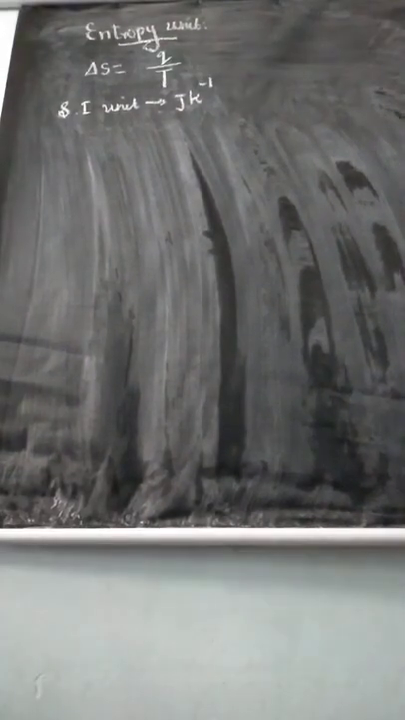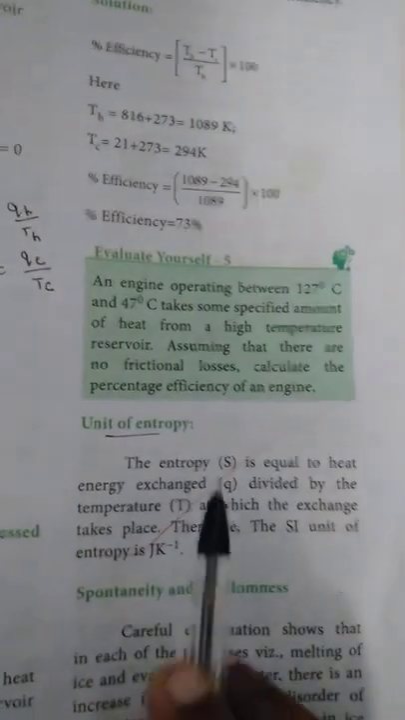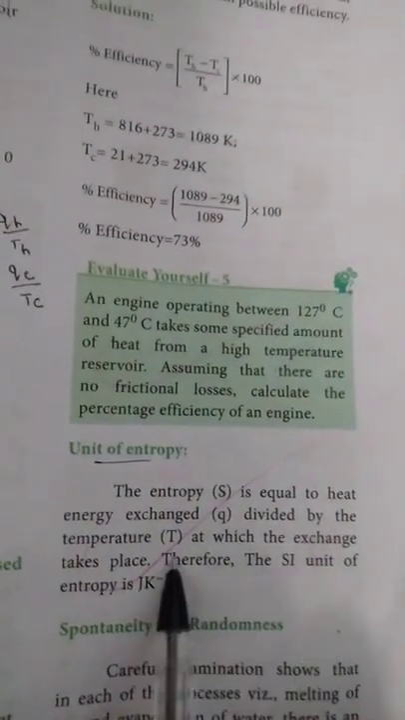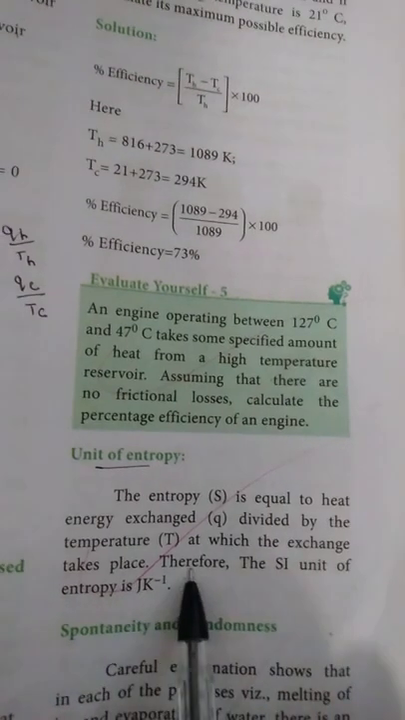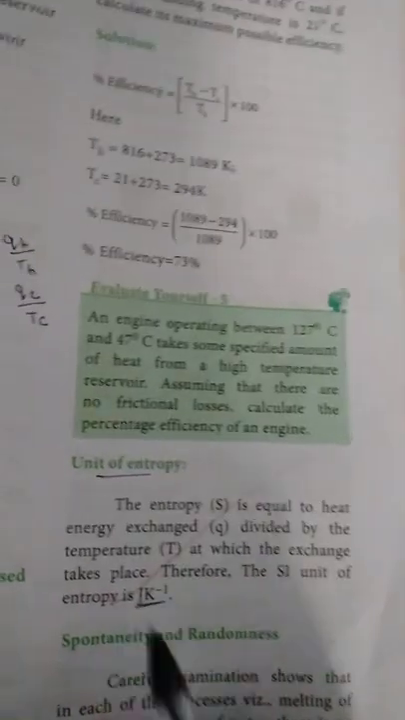So entropy unit we learnt. SI unit of entropy is Joule per Kelvin. Understand? Any doubt? Take page number 211. Just note the topic, units of entropy. Entropy is equal to heat energy exchanged divided by the temperature at which exchange takes place. And this is the unit. SI unit of entropy is Joule per Kelvin.